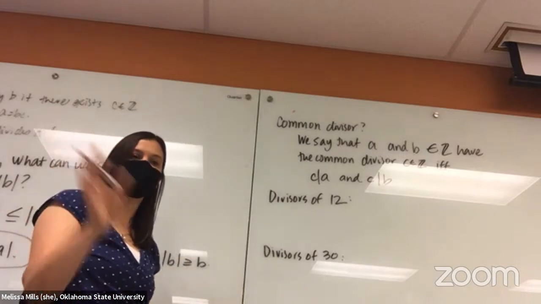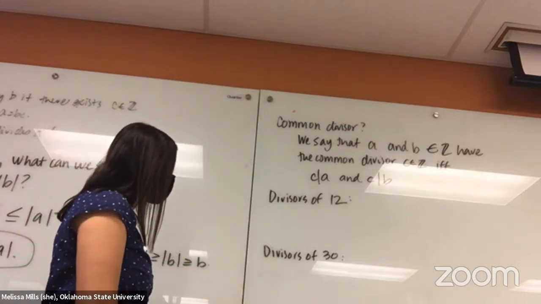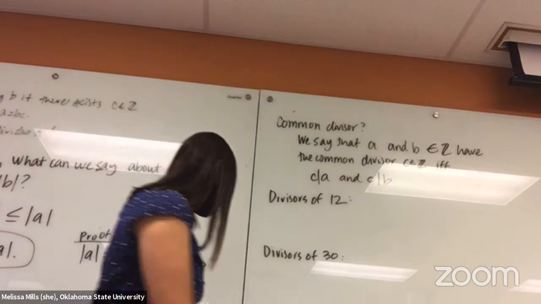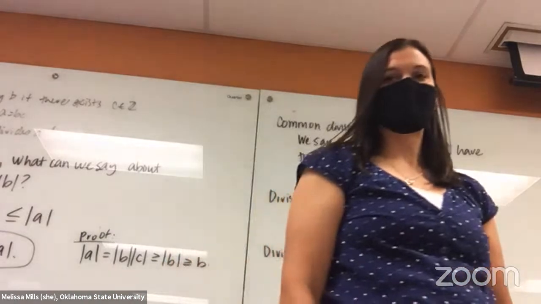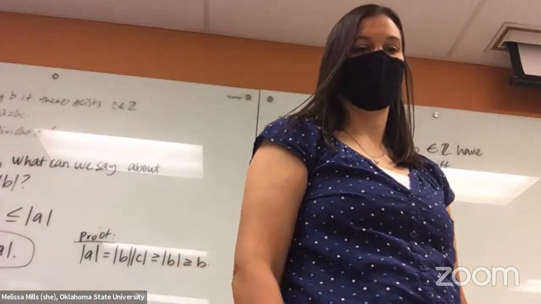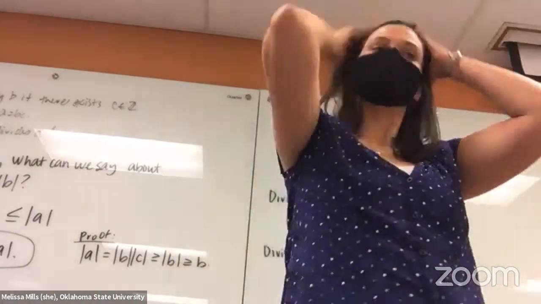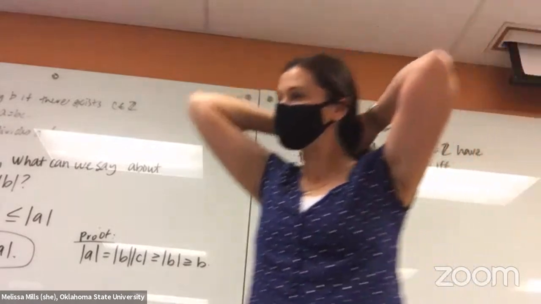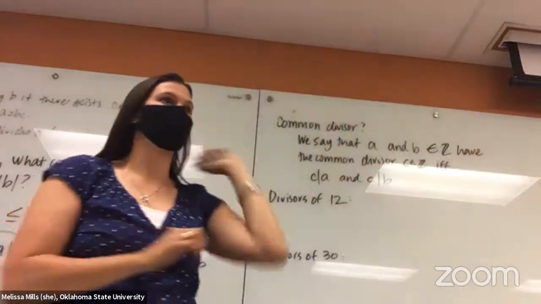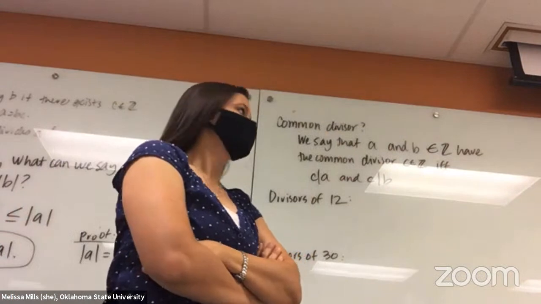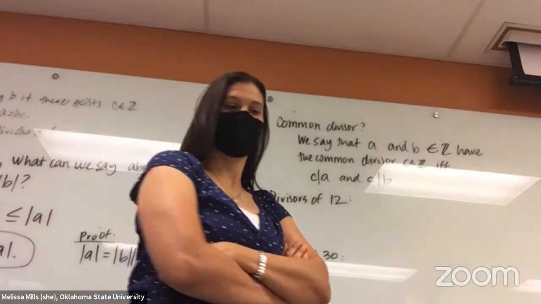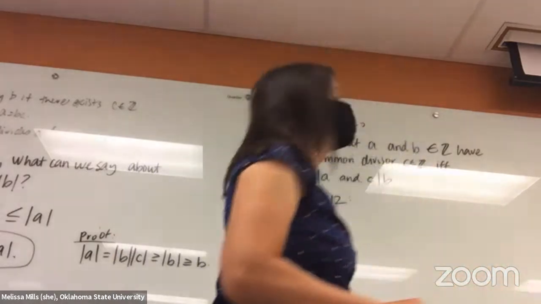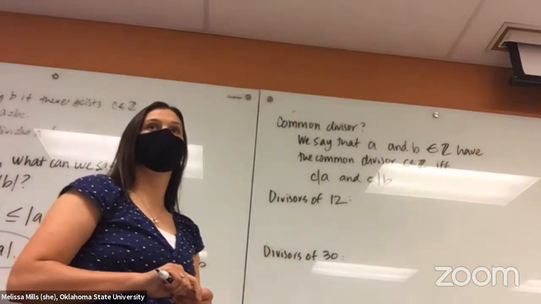So you can work with your other people, come up with the divisors of 12, divisors of 30. 1, 2, 3, 4, 6, 12. Remember, divisors can be positive or negative.